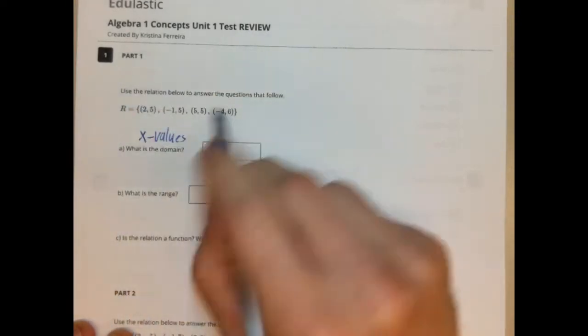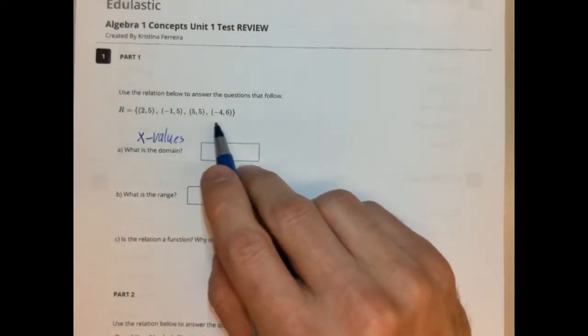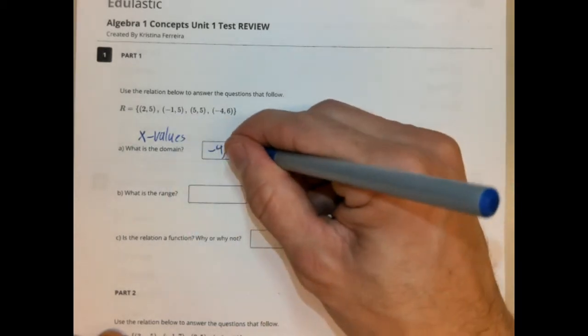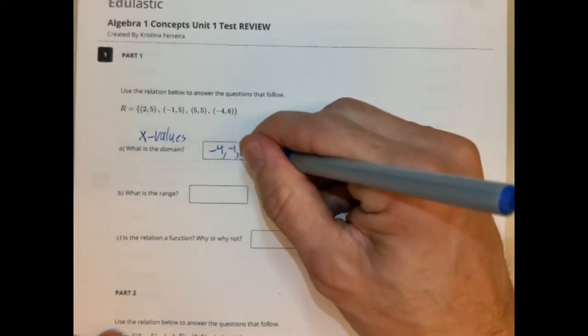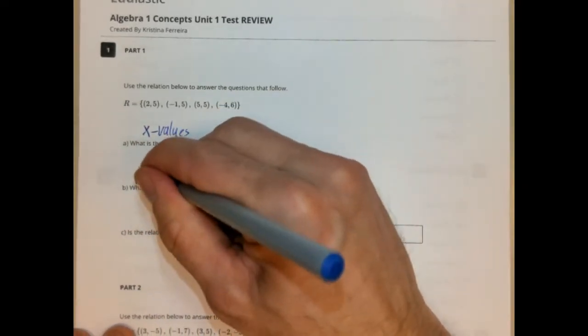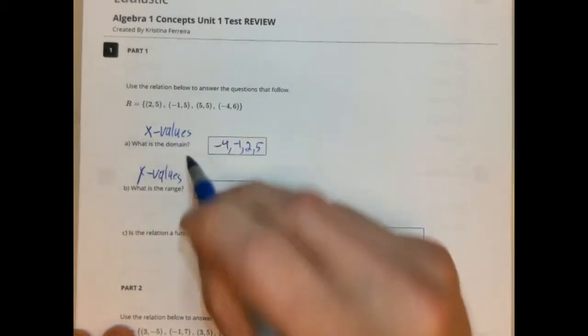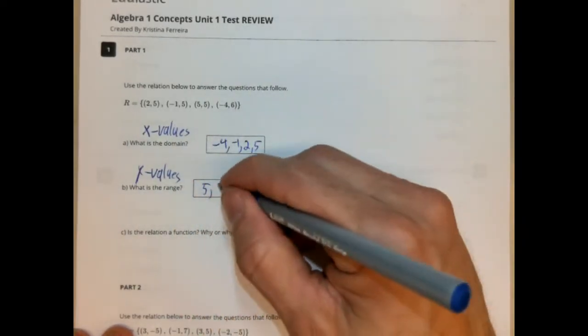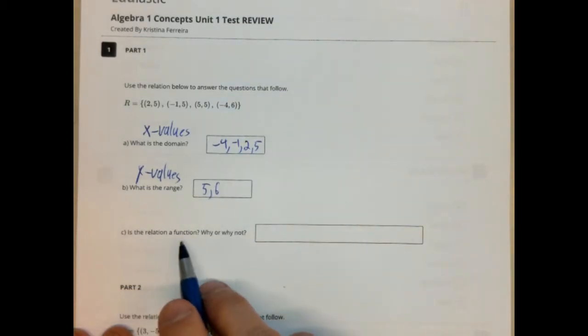So here we go. We have a whole bunch of ordered pairs. We'll put them in order from lowest to highest. So -4, -1, 2, and 5. Okay. Range is the y values. So the lowest one is what? 5. And the highest one is 6. And that's it. Is this a function?